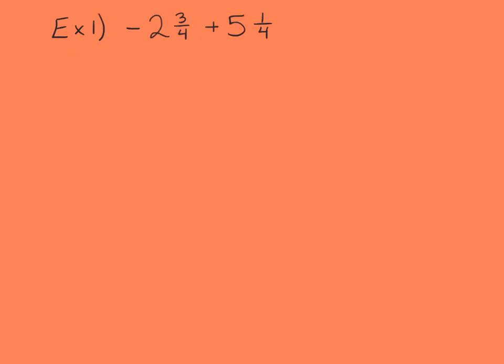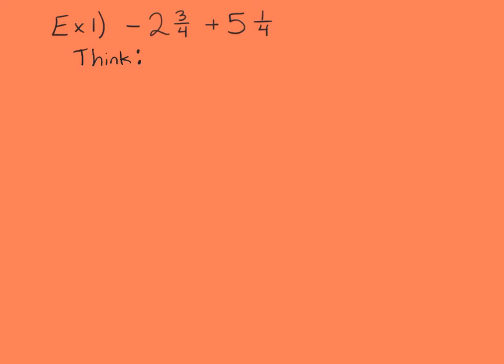Example 1, negative 2 3/4 plus 5 1/4. So you might notice that we're adding different signs. So we would think of this as a subtracting problem, and it would be helpful, since this is not something you can easily do in your head, to just write this down. And I might put a little step out to the side that says something like think, just so that I know that this isn't the exact same problem, but it's the way that we're approaching the problem.